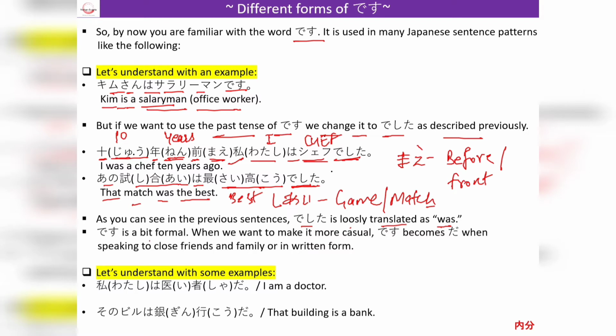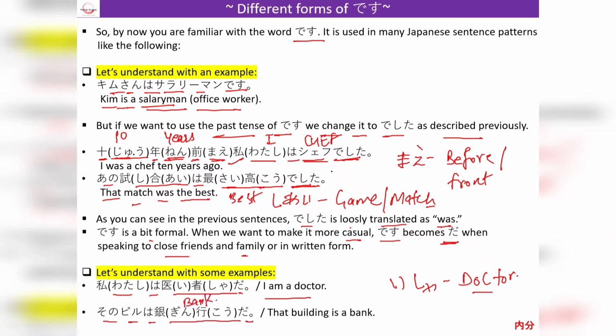This is a bit formal. If we want to make it more casual, or we want to speak with our close friends or family, we can use da as well, which is the dictionary form of this. For example, watashi wa isha da. Isha is doctor. So I am a doctor. Sono biru wa ginko da. Ginko is bank. That building is a bank.